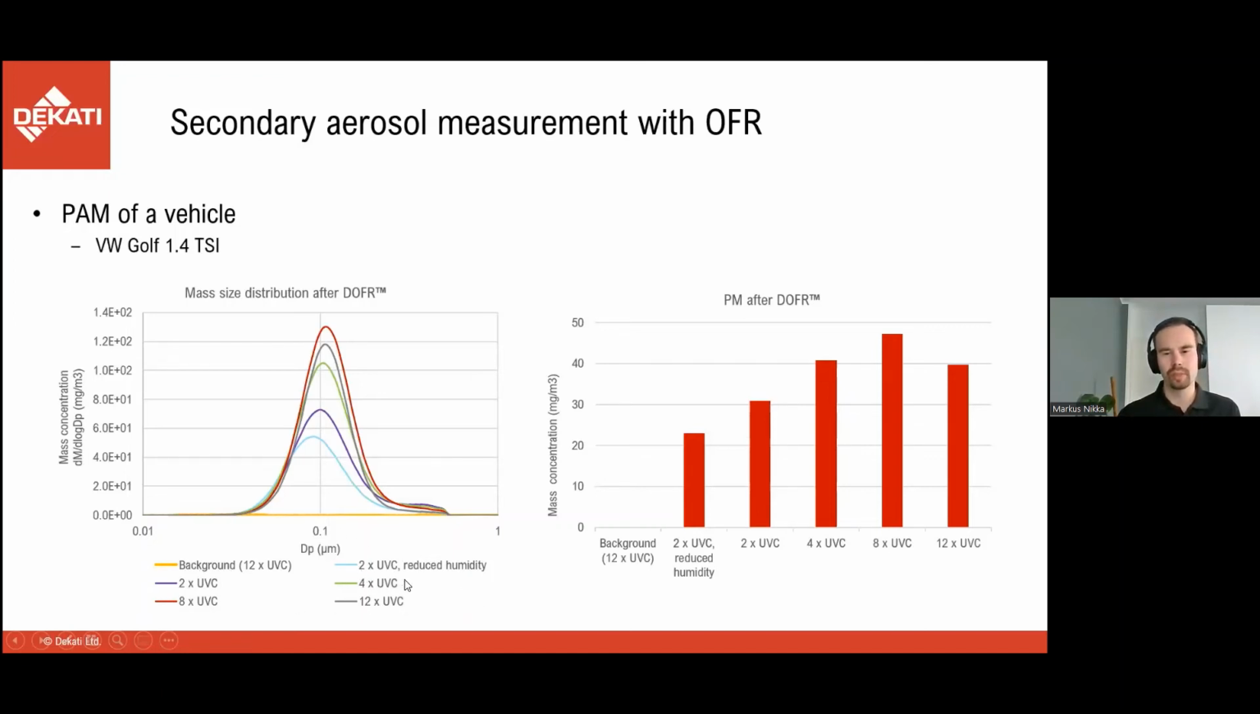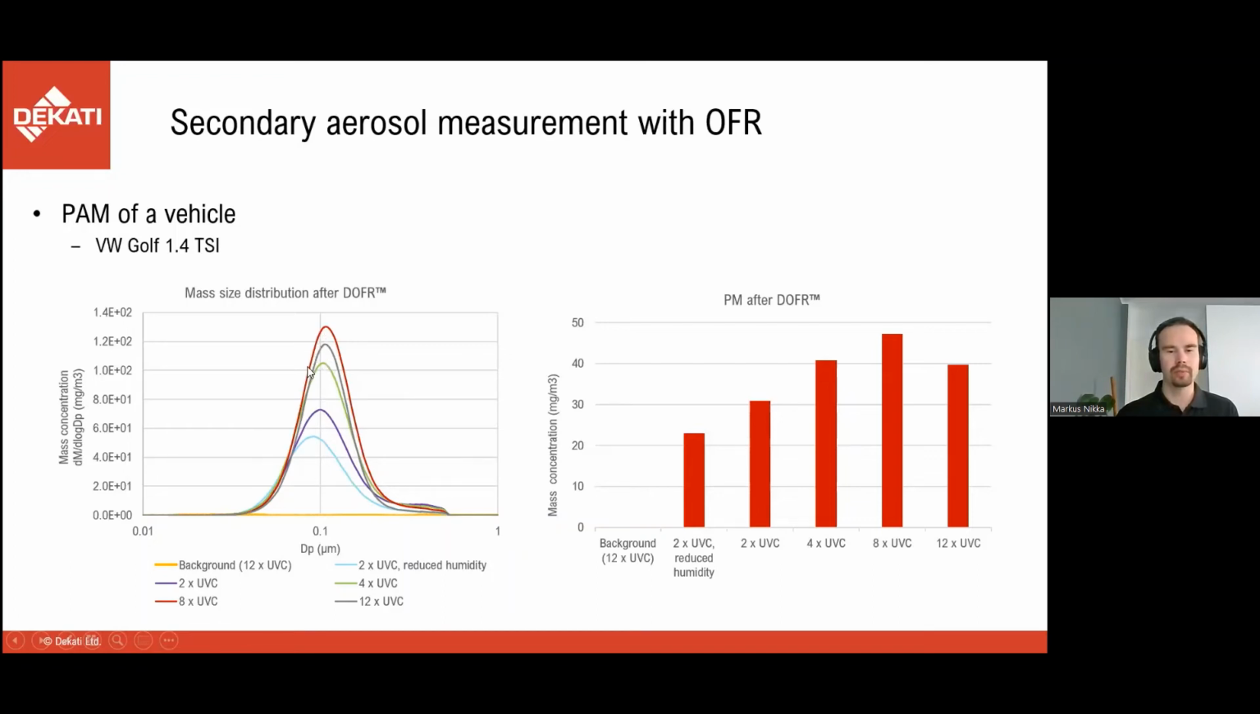Then the different line colors describe different aging times. So in the first one we have only 2 UVC lamps active and reduced humidity. In this case, the humidity was roughly 25%, and on the other it was 50%. And here we increase the number of active UVC lamps in the reactor. We see that when we increase the number of UVC lamps, so we increase the aging time, the mass concentration goes up.